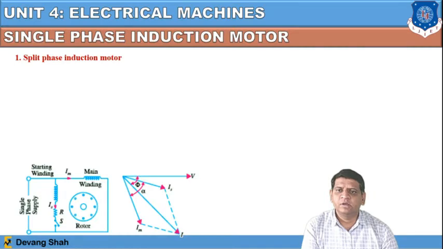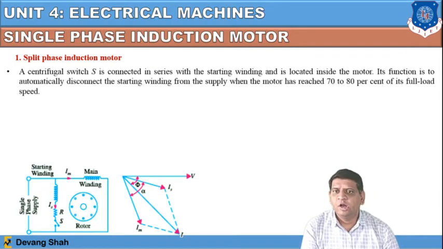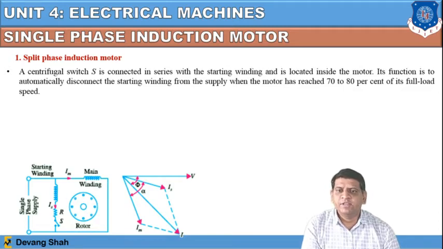Now, if we talk further about the split phase induction motor, a centrifugal switch is employed here. This centrifugal switch is connected in series with the starting winding and is located inside the motor. Its function is to automatically disconnect the starting winding from the supply when the motor has reached 70-80% of its full load speed. Once the motor reaches 70-80% of full load speed, the centrifugal switch opens automatically, and once it is open, there is no job for the starting winding, right?